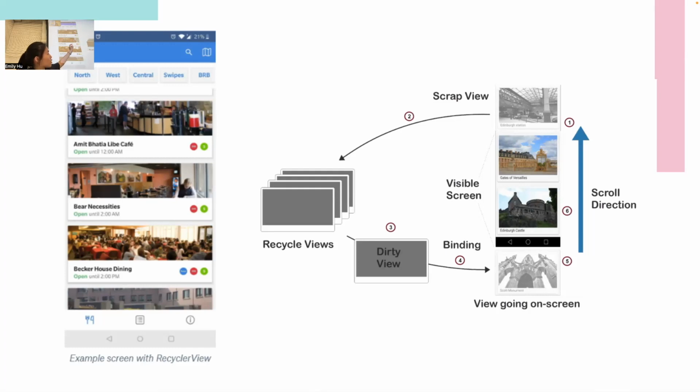And so as you scroll, these views get their content removed and then they're bound with new content again. And that's just the life cycle. Does that all make sense? Does anyone have any questions on RecyclerViews?